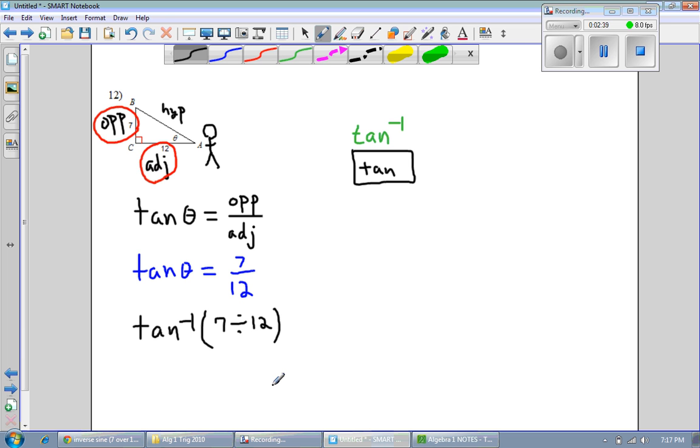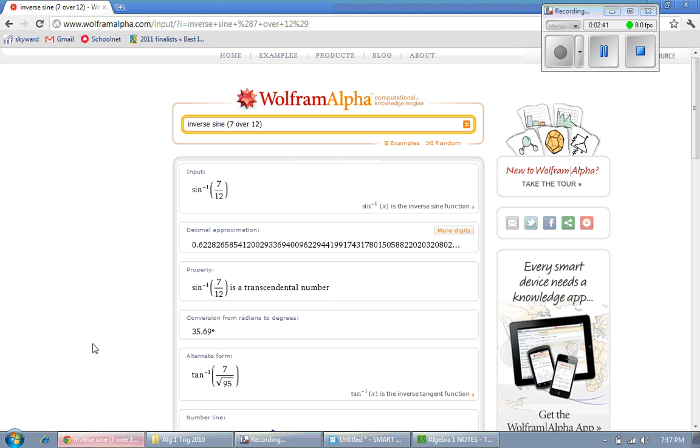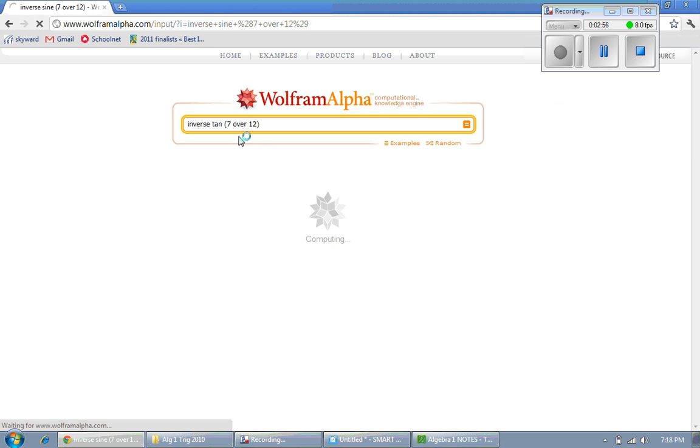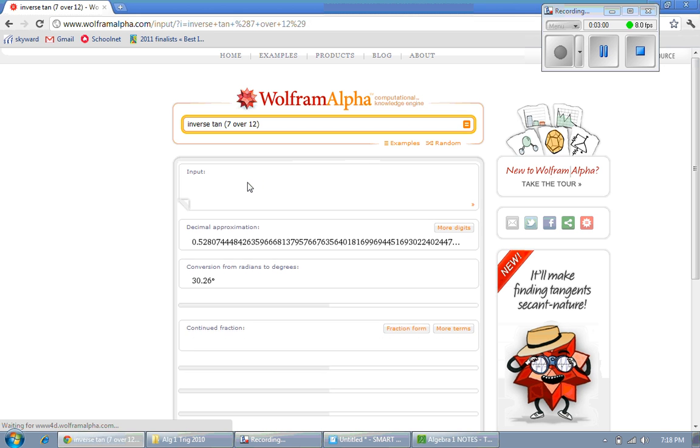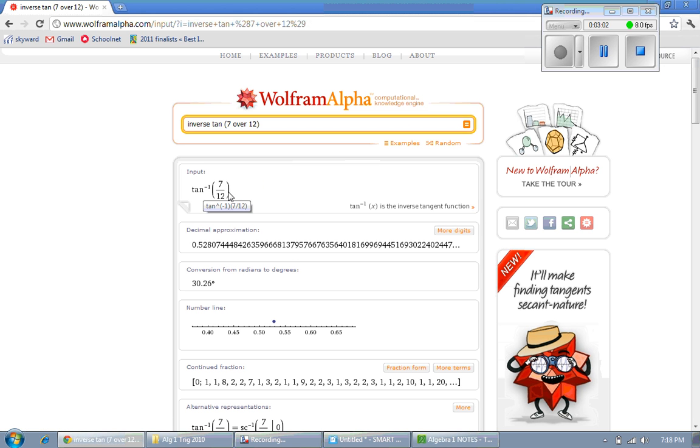I don't have a picture of our calculator here, but you can jump over to a lot of different websites. I've found Wolfram Alpha, which is a very good math website. You can type nearly anything into this. It understands almost anything you will type. So we notice we wanted the inverse tangent of 7 over 12. What does this say? Oh, there, it looks just like we would type it into our calculator. Inverse tangent of 7 over 12. And this has told me 0.5280. That's our decimal approximation.